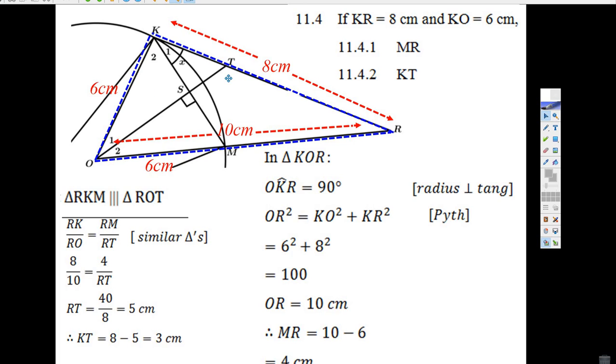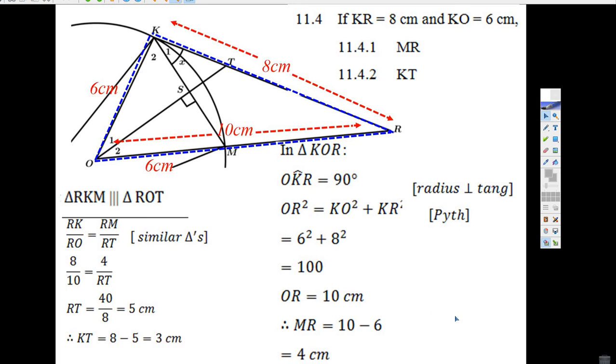Gee, 6 and 8. If this was a right angle, I could use Pythagoras. But hey, it is a right angle because this tangent is perpendicular to the radius. So 6 squared plus 8 squared equals OR squared. Well, that's 100. Square root it. I just figured out the distance OR, which is 10 centimeters. Now, this is a radius, so KO is 6 centimeters. OM is 6 centimeters. So that means that MR must be 10 minus 6, or 4 centimeters. And that's all there is to it.